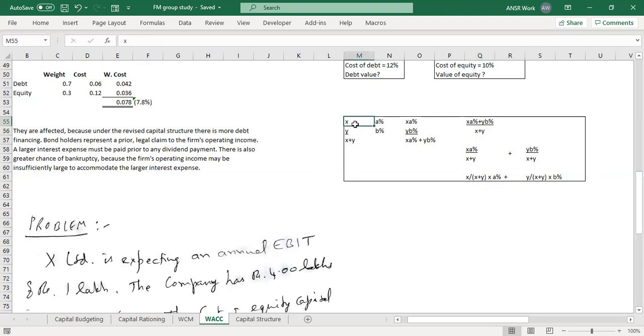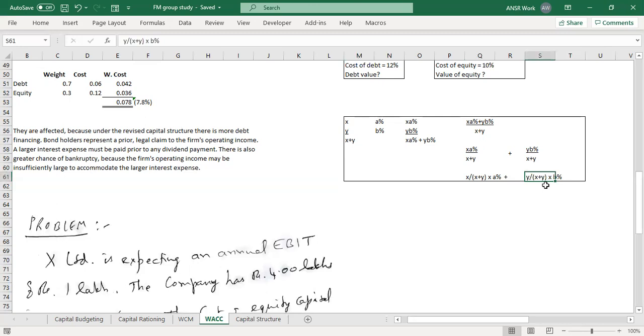The ratio for X is nothing but X divided by X plus Y. Ratio of Y is nothing but Y divided by X plus Y. Same thing is happening. So either way you do, same thing we are doing only. Whichever way is easier for you to grasp and remember, go for it.